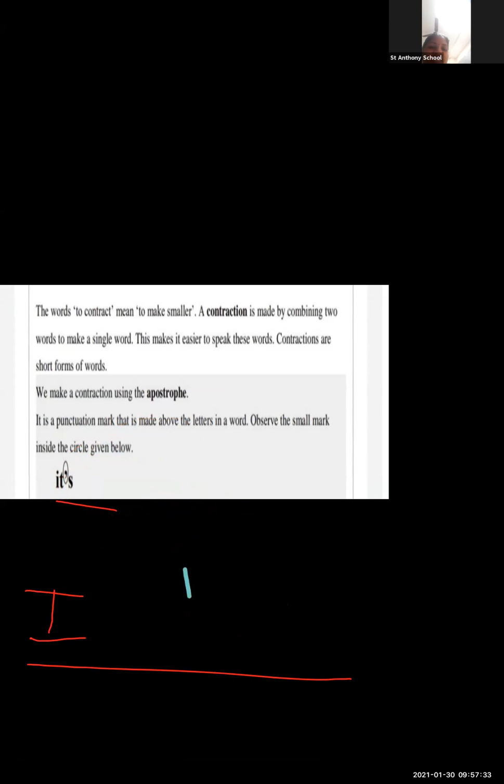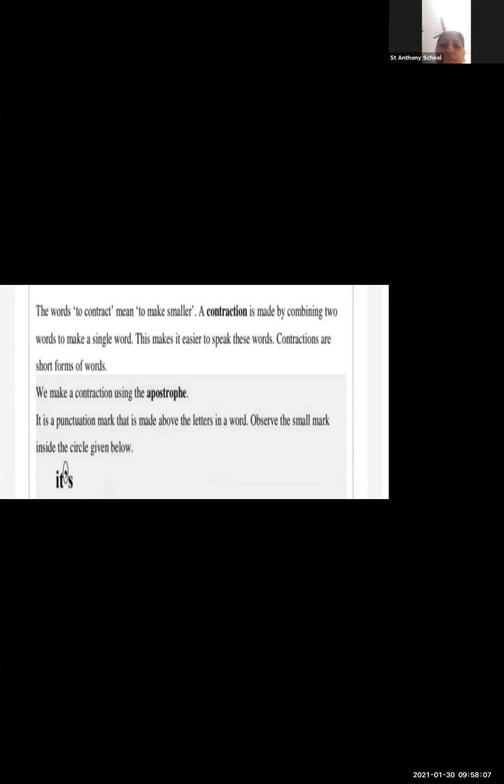Yes, that's why I'm telling you, you were using these contractions before also, but only the word contraction was not introduced to you. So, what is a contraction? Contraction means a combination of two words to make it easier to speak and to make a sentence shorter. Okay. And how do we make the contraction? We use the help of an apostrophe.